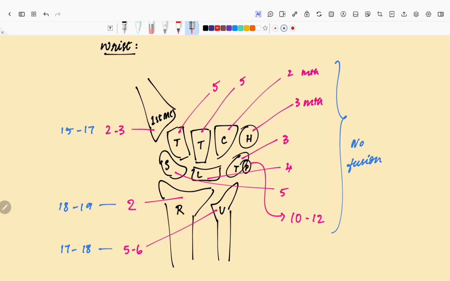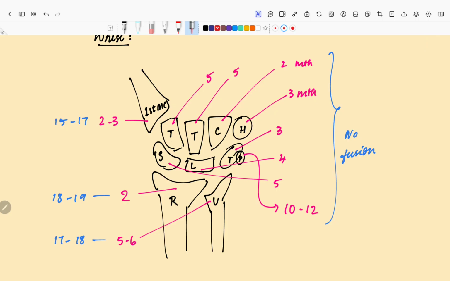Okay, so we'll see. The carpal bones start forming first. So here we see the pink, all the pink color is the age of appearance. Capitate comes at 2 months, hamate comes at 3 months, and then triquetral comes at 3 years.